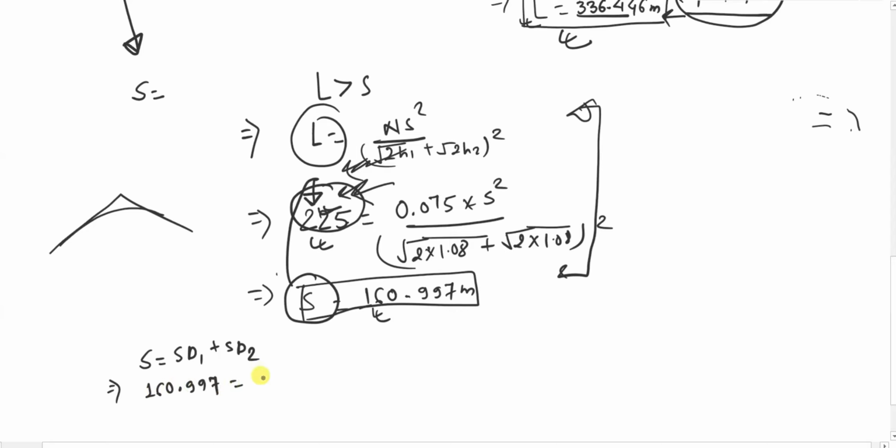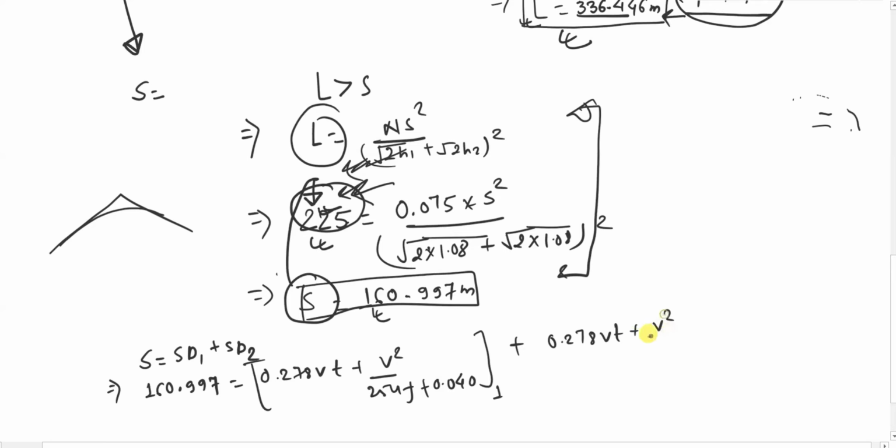What is the stopping sight distance of the first car? That will be 0.278 v into t plus v square divided by 254 times f plus 0.040, which is the gradient, since they are ascending toward each other. So that will be the first case, right? Another will be 0.278 v into t plus v square by 254 times f plus 0.035. So that will be the second case.